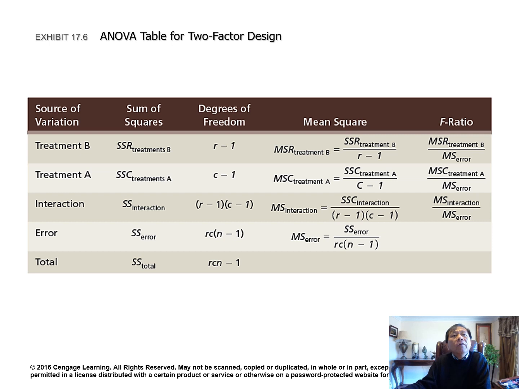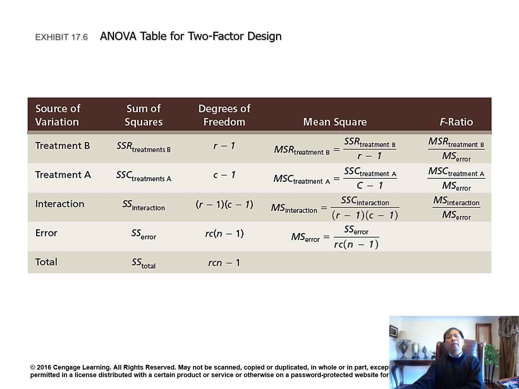From the sum of squares and its degree of freedom, you can calculate the mean squares. Mean square for treatment B is this divided by that. Mean square for treatment A is this divided by that. And the mean square of the interaction is this divided by that. And for the error, the sum of squares error divided by its degree of freedom, that's this right here.